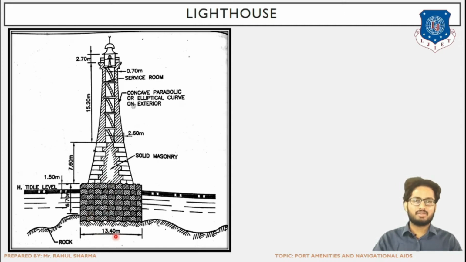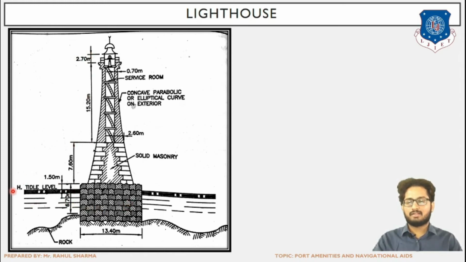Various dimensions have been shown, that is what is the width of the foundation. Then various bifurcations have been done with reference to the height of the lighthouse. 6.7 meter is the height of the foundation, and next two bifurcations are done with reference to the specific height of the lighthouse, the structure itself. So it has been bifurcated into two segments of 7.6 and 15.20 meter, and the top portion where the light is being placed has height of 2.7 meter. So this is basically regarding the bifurcations in the height of the lighthouse and the width of the foundation.